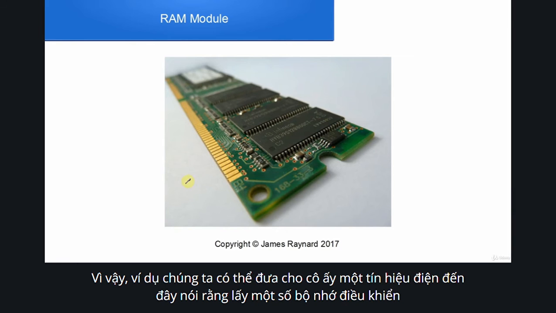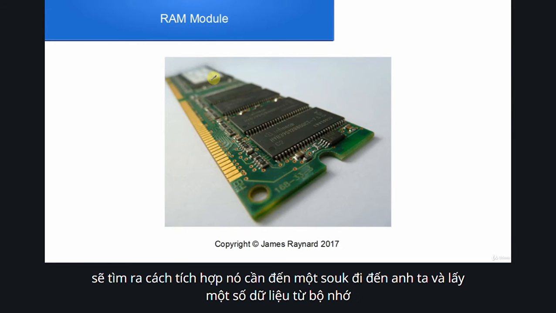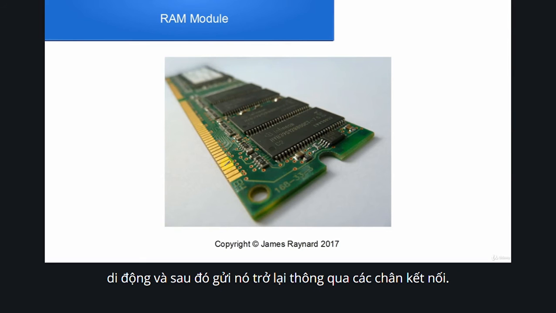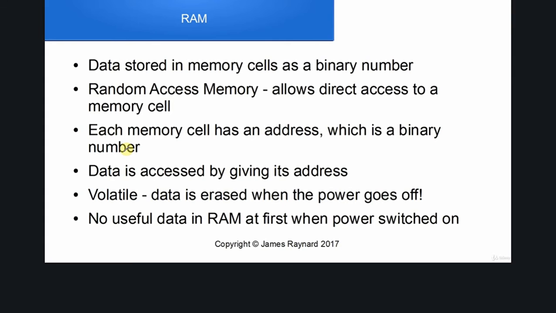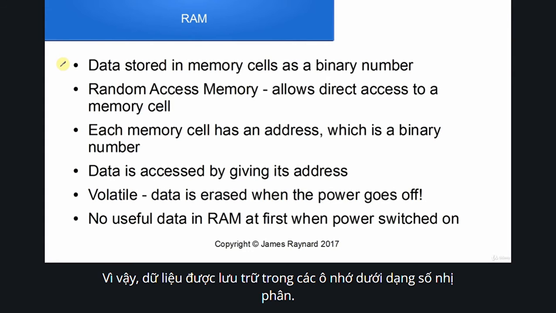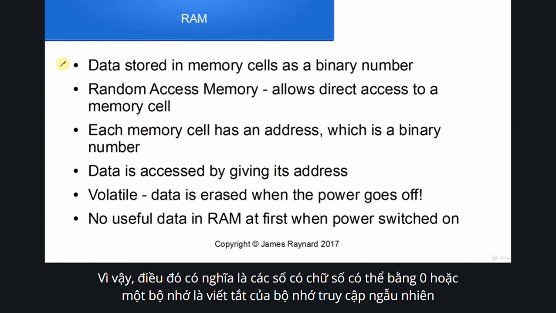So for example, we could get an electrical signal coming in here saying fetch some memory. The controller will work out which integrated circuit it needs to go to, so it could go to here and get some data from a memory cell and then send it back through the connector pins. So data is stored in memory cells as a binary number. So that means numbers whose digits can either be 0 or 1.